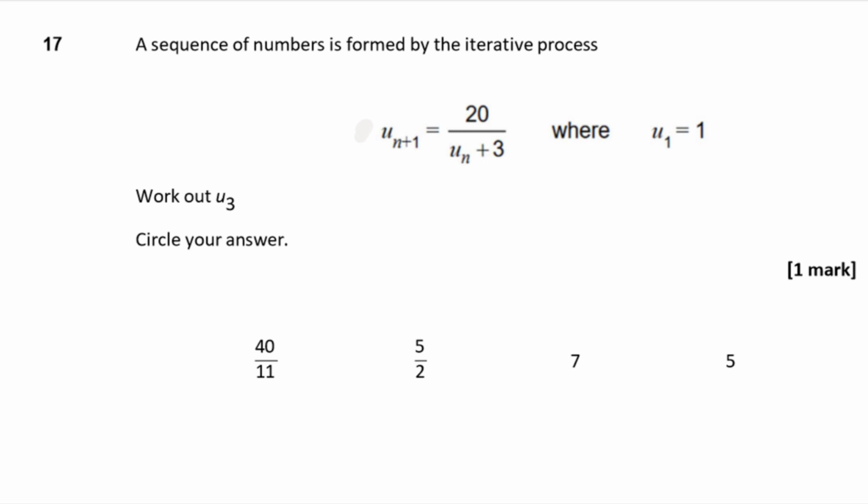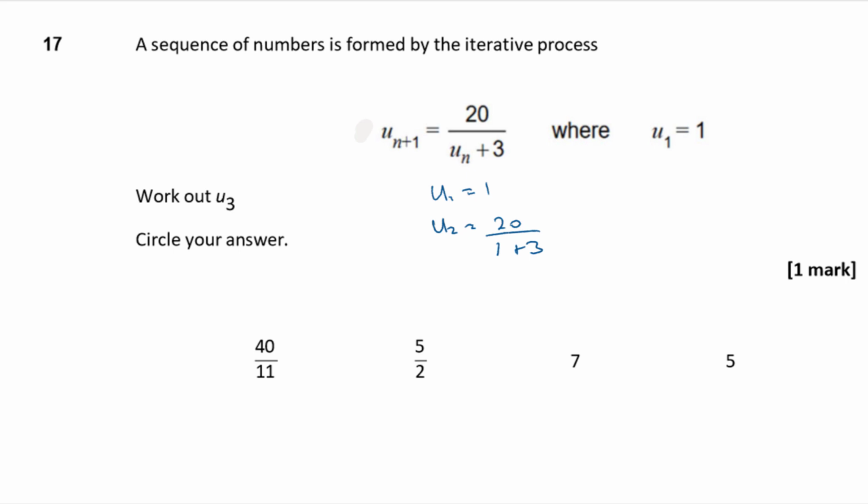Question 17. A sequence of numbers is formed by the iterative process u(n+1) = 20/(u(n) + 3), where u1 is 1. Work out u3, circle your answer. Okay, so we're given that u1 equals 1, then u2, the next term in the sequence, is going to be 20 over the value of u1, which is 1, plus 3.